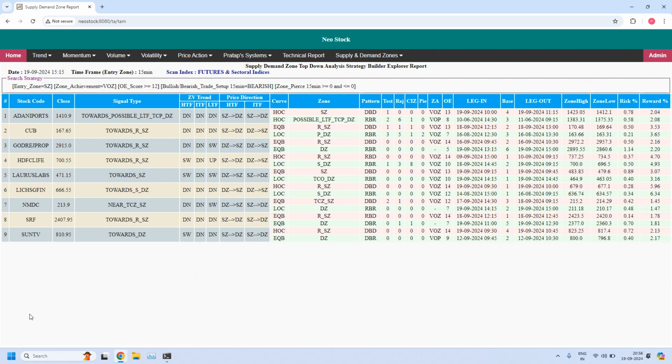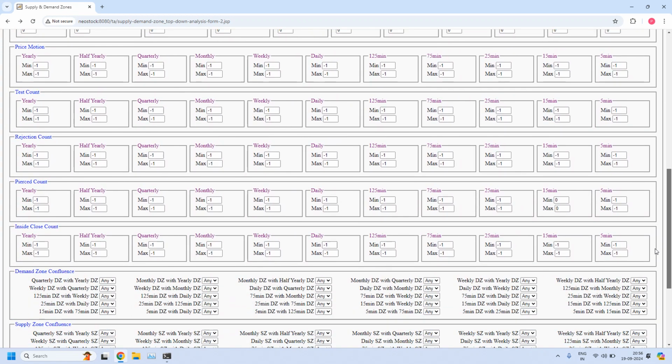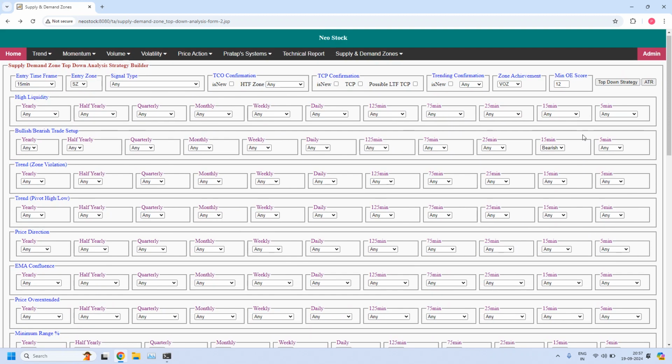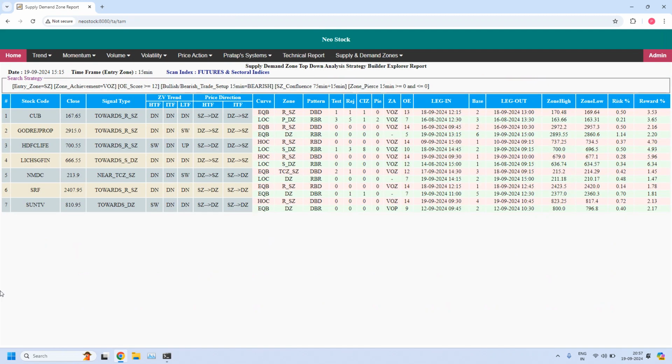That means 15-minute supply zone should be part of the 75-minute supply zone. So in the supply zone confluence, I am enabling the filter 15-minute supply zone with 75-minute supply zone. Now let's verify. Now 7 stocks are filtered. All these 7 stocks are supporting bearish trade setup for daily income trade, and also the 15-minute zones are part of the 75-minute zone. Because 75 minutes trend is downtrend, if any of these stocks are having daily EMA confluence, it's a high probability setup.